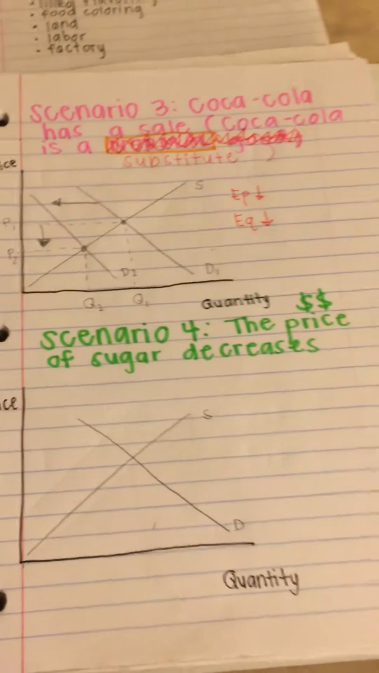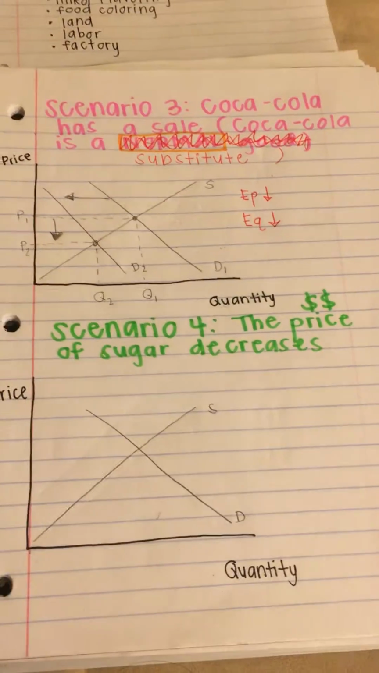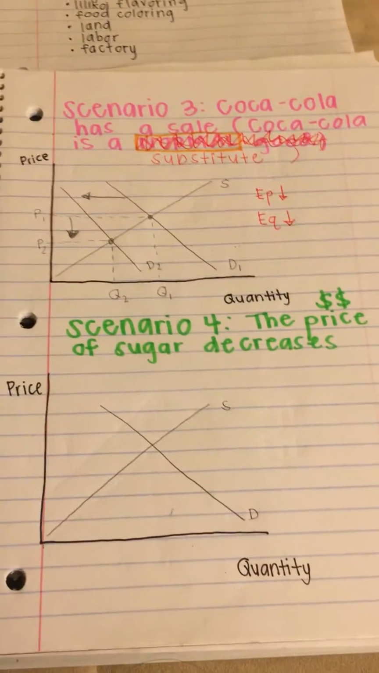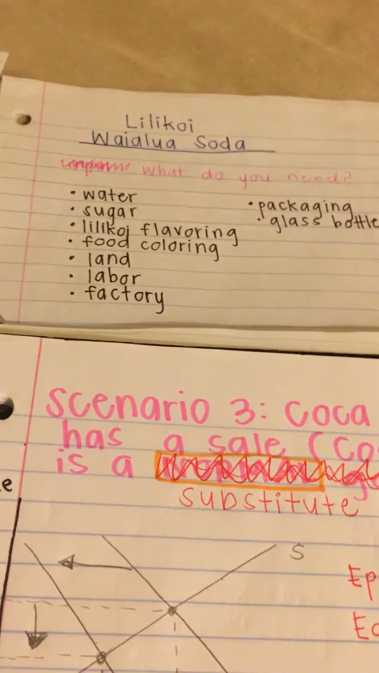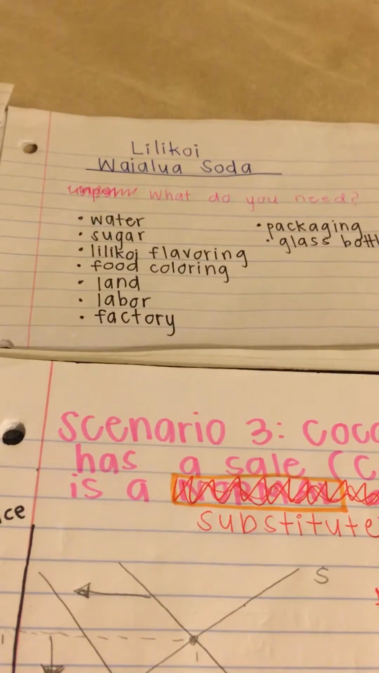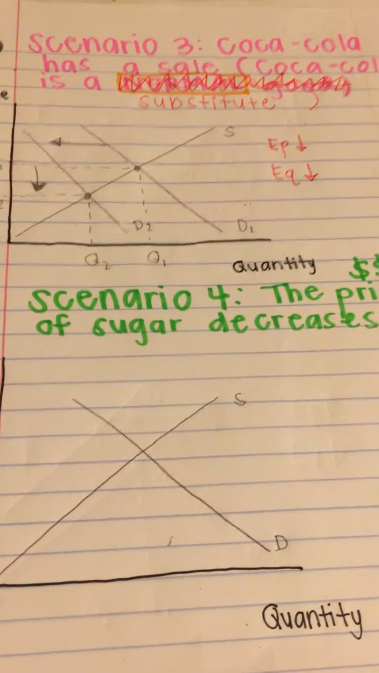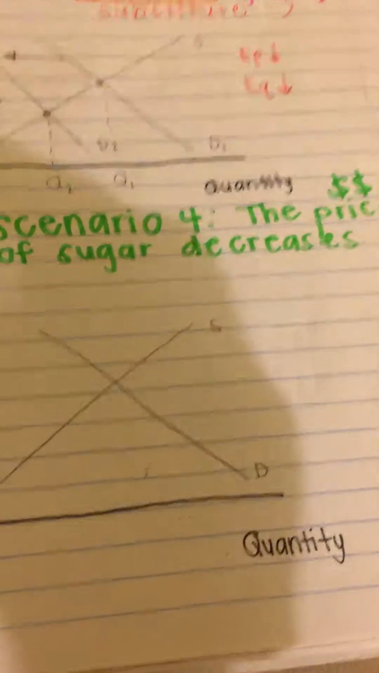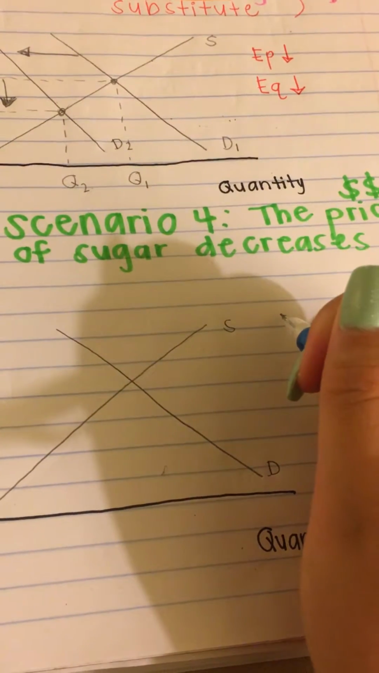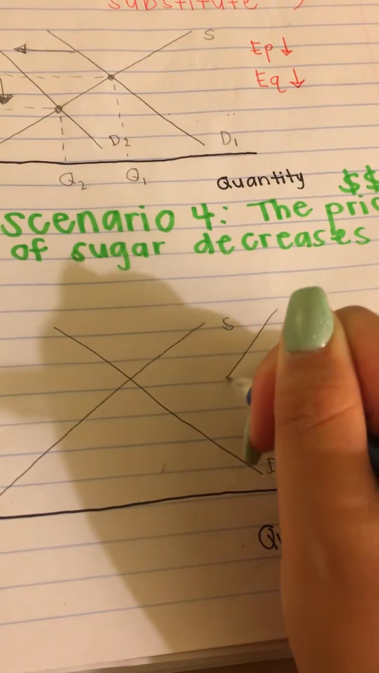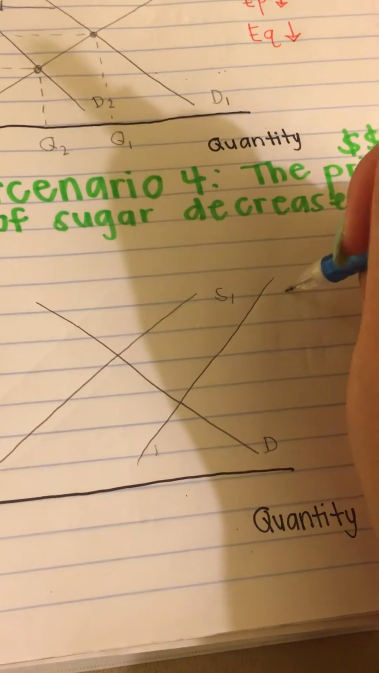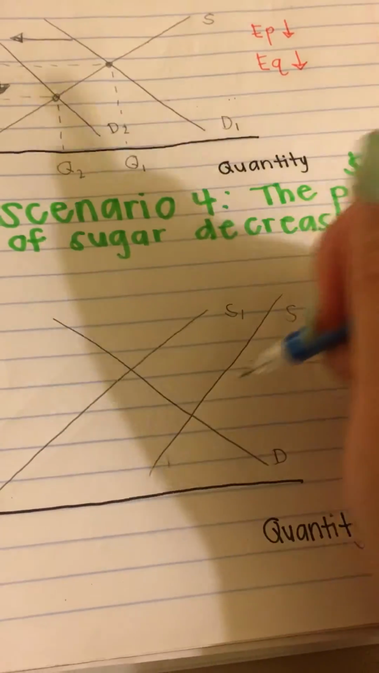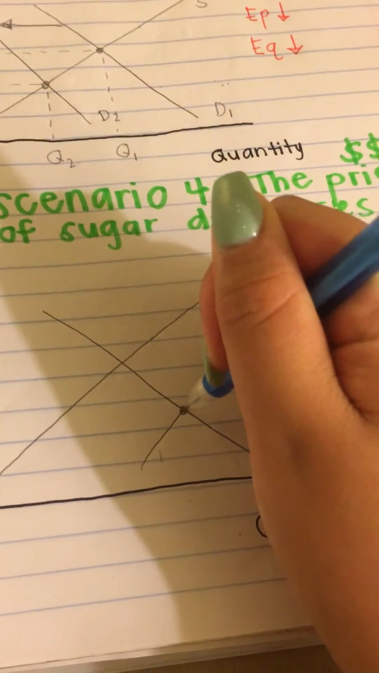Alright. And last but not least, the price of sugar decreases. If sugar becomes cheaper, then you'll be able to make more Wailua soda. So that's going to affect the supply and shift it to the right because there was an increase in supply. So we got this. We have S1 to S2. It's a really ugly graph.